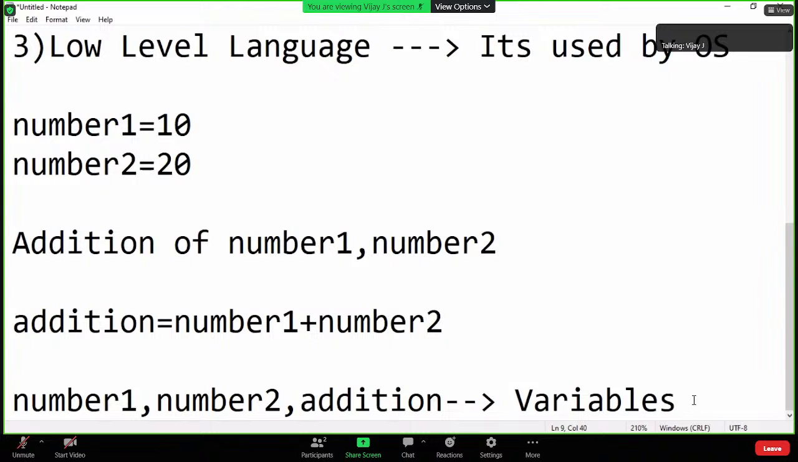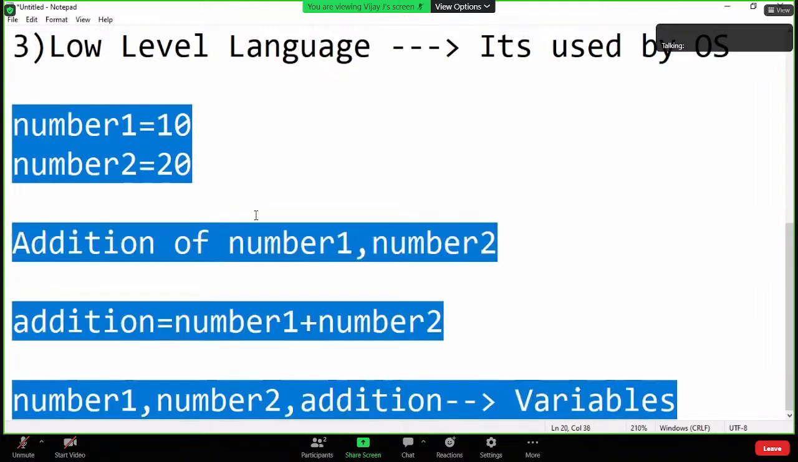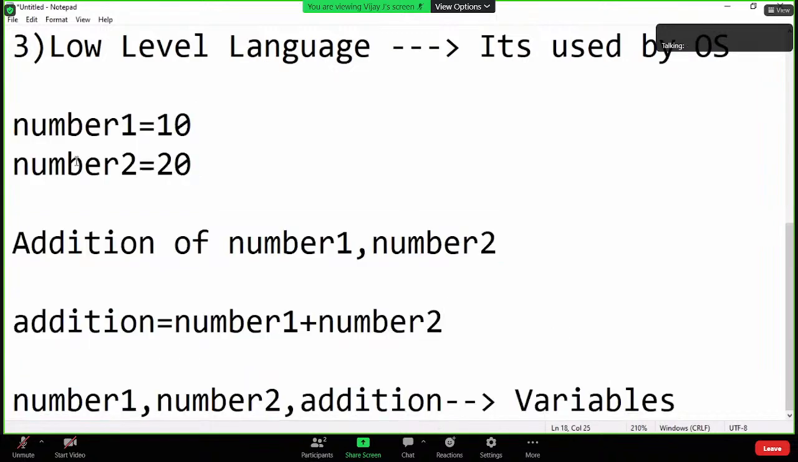Okay. And apart from this, the operation we want to perform is number one plus number two. In other terms, it is referred to as addition. So in which language are we writing all this? High level language. Clear? So first our program is always written in a high level language. Is that clear?